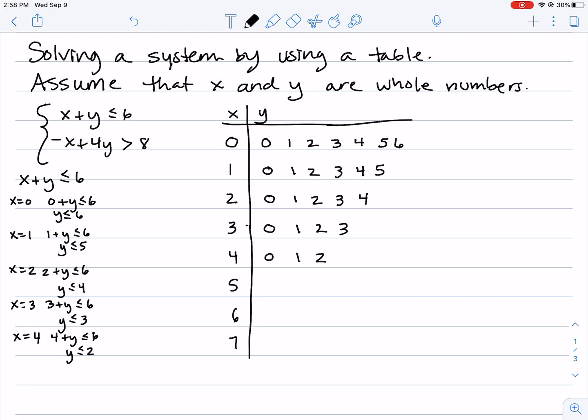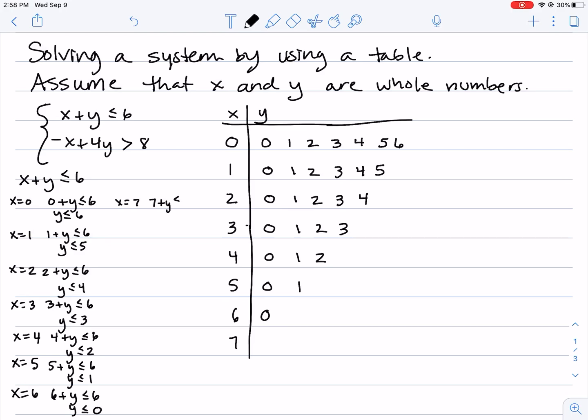I need to keep substituting. x equals 5. 5 plus y less than or equal to 6, so y is less than or equal to 1. My whole numbers less than or equal to 1 are 0 and 1. x equals 6. 6 plus y less than or equal to 6, so y is less than or equal to 0. That just gives me 0. But what happens when I substitute in, say, x equals 7?